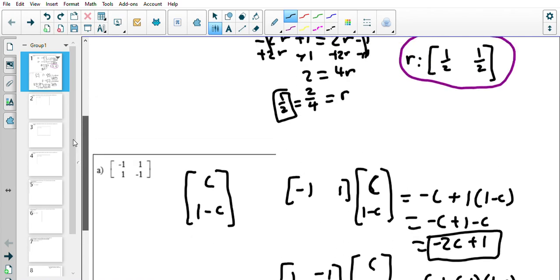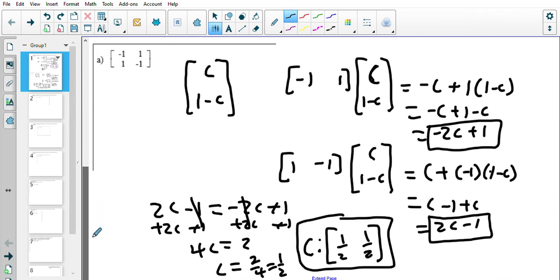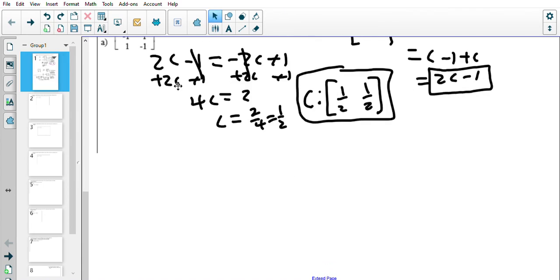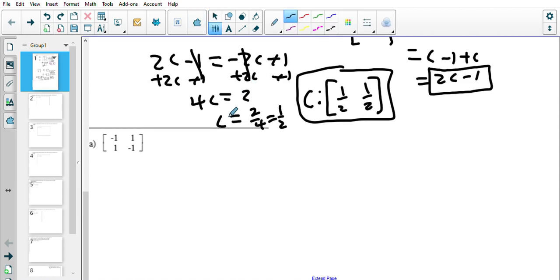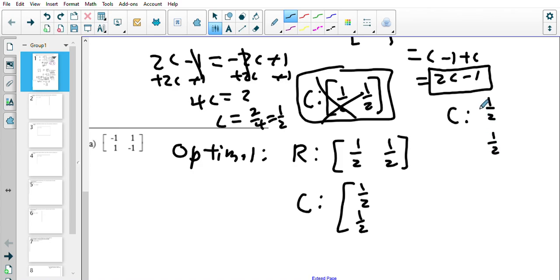Okay, so let's look back to the question we're trying to answer. Determine the optimal strategies for both the row player and the column player and find the value of the game. So I'll make a little bit more room here and bring our game down with us. So the optimal strategies: the row player wants to play 1/2, 1/2. The column player wants to also play 1/2, 1/2. I should have written this as a column. So the column player should be 1/2, 1/2.